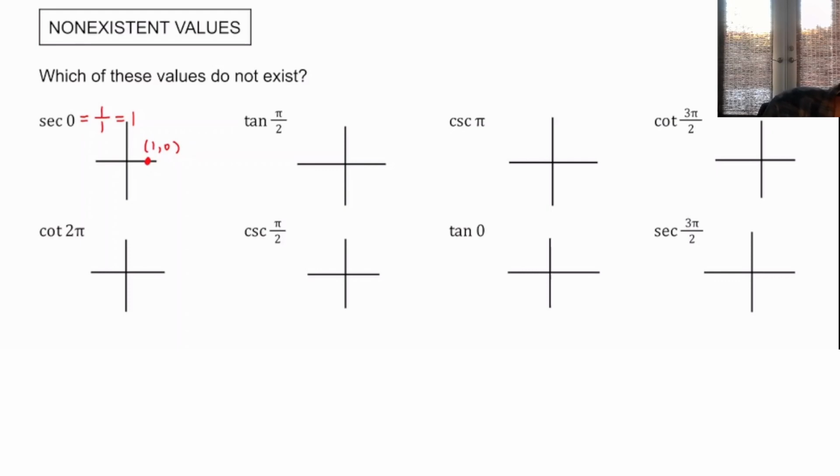Okay, tangent of pi over 2. I'm going to label the spot where pi over 2 is. That's up at the top of the circle, and that's 1 unit away from the origin on the y-axis. So x is 0 and y is 1.